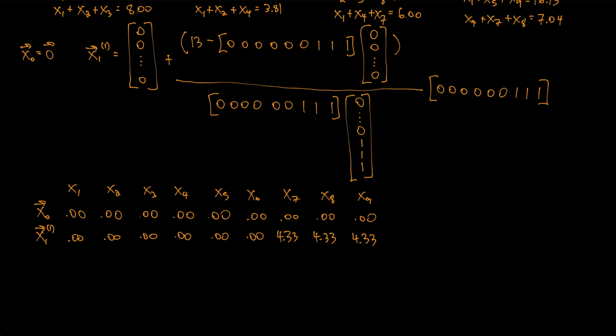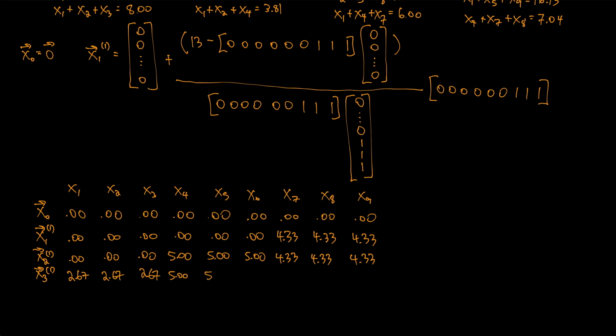So then we do it again, plugging in x11, and we'll get x21 is equal to 0.00, 0.00, 0.00, 5.00, 5.00, 5.00, 4.33, 4.33, 4.33. So then let's keep going, because we have to go through 12 different numbers to get through this entire cycle. So for x31, we'll get 2.67, 2.67, 2.67, 5.00, 5.00, 5.00, 4.33, 4.33, 4.33.